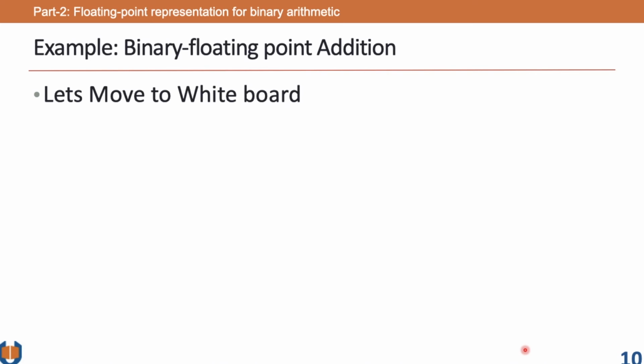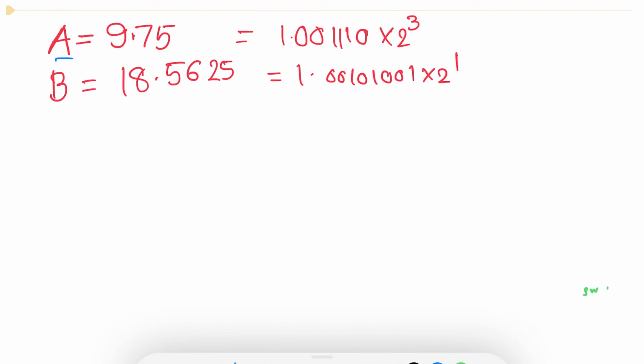So to make it more clear, I will show you an example on the whiteboard. Let's move to the board for a hands-on example. Okay, so we have two numbers, A and B. A is 9.75 and B is 18.5625. If you convert them, this is the number that we have, A, and this part is the coefficient and this is the exponent, and also for B, this part is the coefficient and this is the exponent.